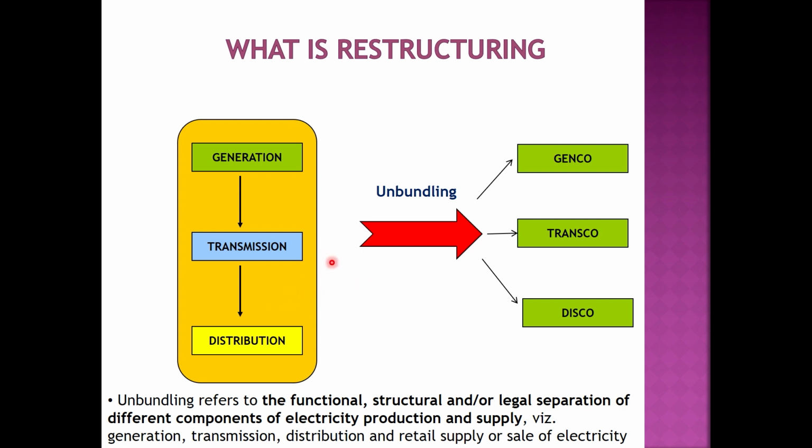In the restructuring process, what has been done is this has been unbundled into three different sectors. That is the Genco, Transco and Disco. The unbundling refers to the functional, structural and legal separation of different components of electricity production and supply. That is the generation, transmission, distribution and the retail supply or the sale of electricity. This is what restructuring is.